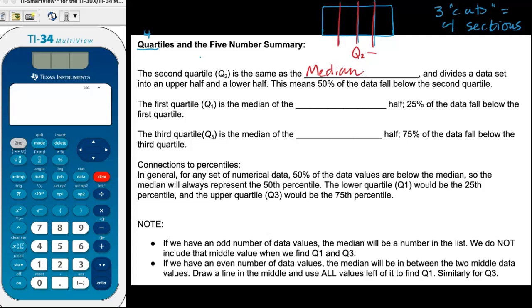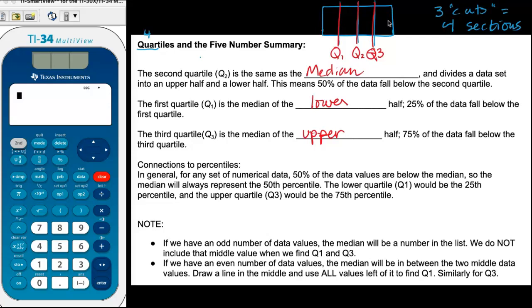This first cut, so the middle of the lower half, we call Q1. So it's the median of the lower half, and 25% of the data fall below the first quartile, 75% are above, because each section is 25% of the data. And then the third quartile, which is this third line, we'll call this Q3, that's the median of the upper half of the data. So 75% of the data fall below that. Each section is 25, 50, 75 are below, and then 25 is above that quartile.